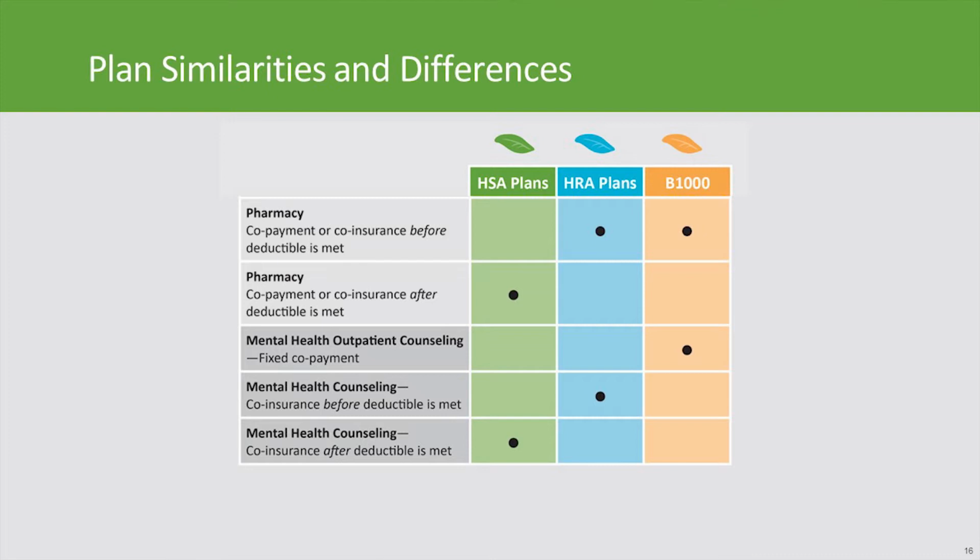For mental health outpatient counseling, they all act a little bit differently. For the B1000, again, a fixed co-payment. For the HRA, you pay co-insurance before your deductible is met. And then lastly, for the HSA plans, you pay co-insurance, again, after the deductible has been met. And it's based on the fact of what you're paying for the premiums of these medical plans.